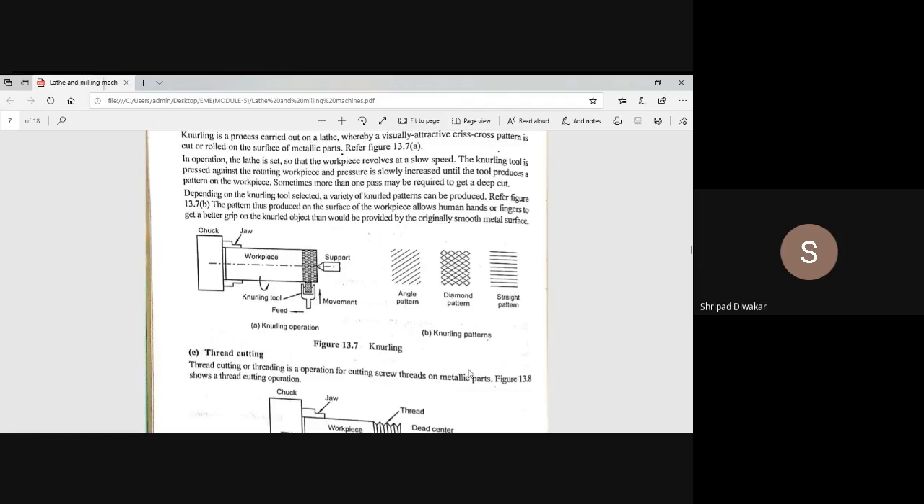Lathe machine is one of the oldest and most widely used machine tools. Okay, and in case of the lathe machine, the spindle rotates and the workpiece rotates, and the tool movement takes place, either in parallel direction or in perpendicular direction. Okay, hope you understood the lathe operation.